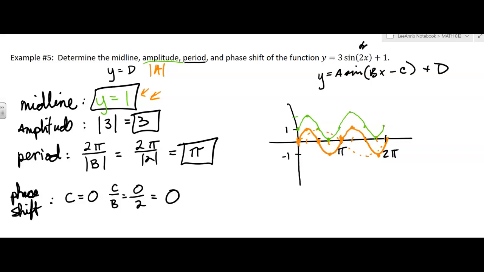They didn't ask us to graph it. I just thought we should. They asked us for the midline, the amplitude, the period, and the phase shift. And I forgot to put a box around the phase shift. It's a little bit easier when there isn't a phase shift, to be honest.